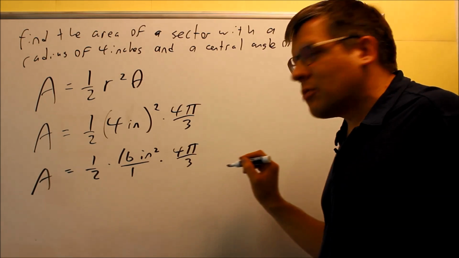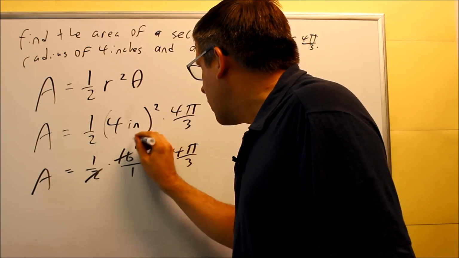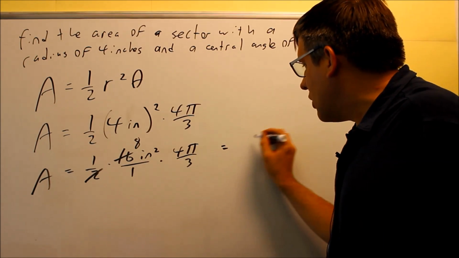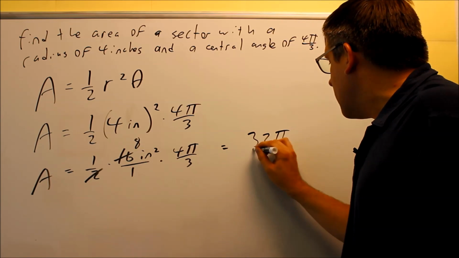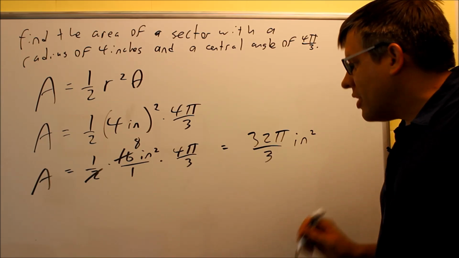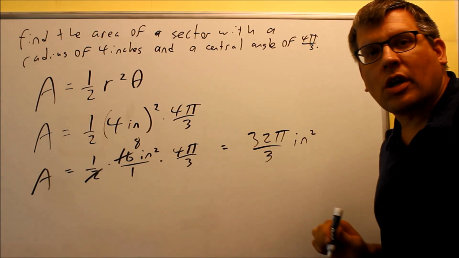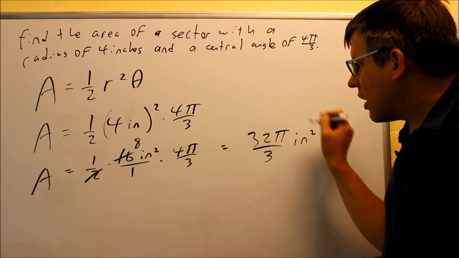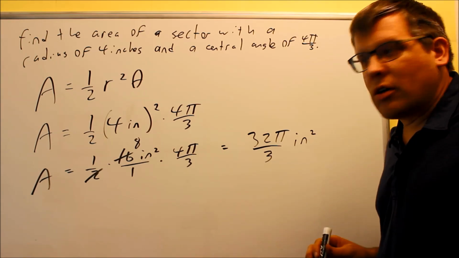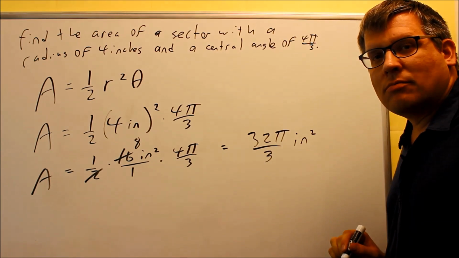So now we want to simplify this. Okay, 2 goes into 16, we're left with 8, and we multiply across the top, across the bottom, and what's left is 32 pi over 3, but our unit is going to be inches squared because originally we had the inches here, we're squaring it, and that's how we got square inches. And any kind of area, even like the square footage of a house, is in terms of area, so that's why we have that as our unit.